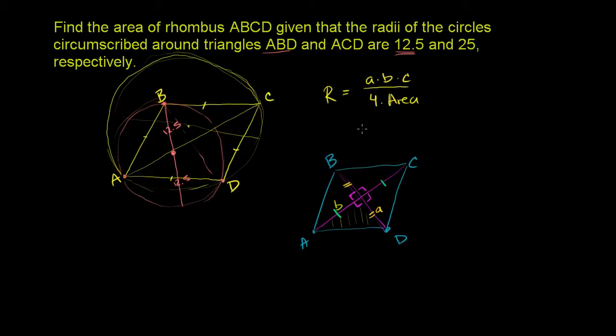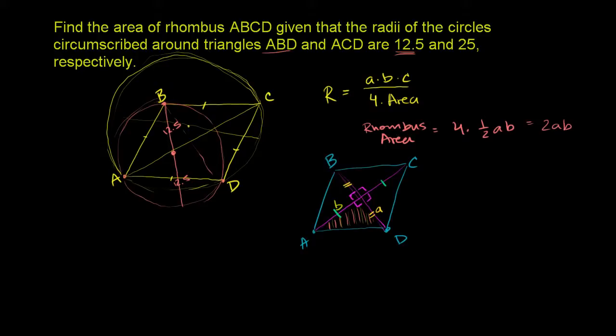Let me write this down. The rhombus area is equal to 4 times 1/2 ab. 1/2 ab gives us just this triangle right over here. 4 times that, so 4 times 1/2 ab is 2ab, is going to be the area of the rhombus. If we can somehow figure out a and b, we can figure out the rhombus's area.